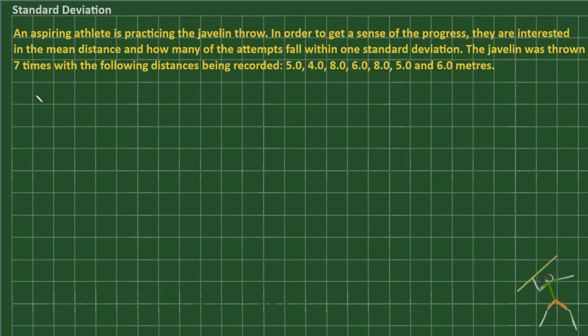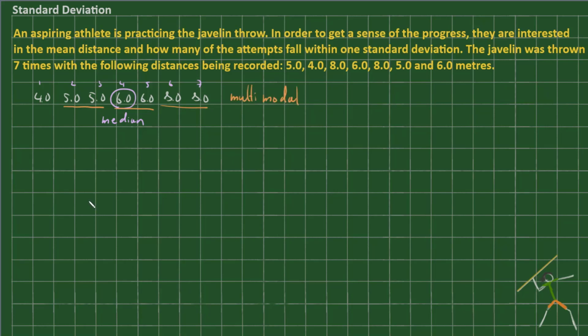I'm going to start by listing the values in ascending order. There are 7 values in total, and by inspection alone I can see that this is the median value. What about the mode? Well, 5 occurs twice, 6 occurs twice, and 8 occurs twice. So there is no clear single mode. This is a multimodal dataset.